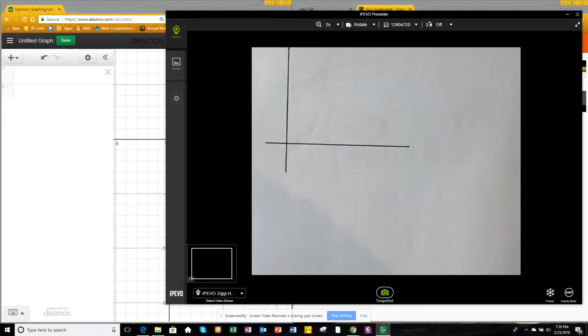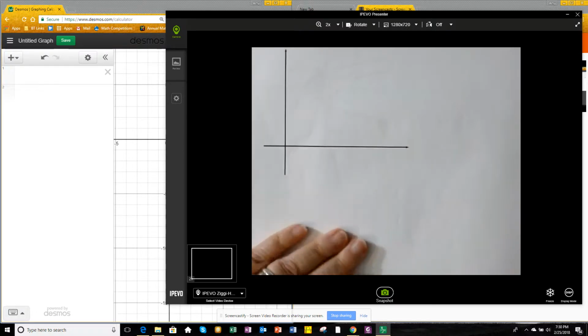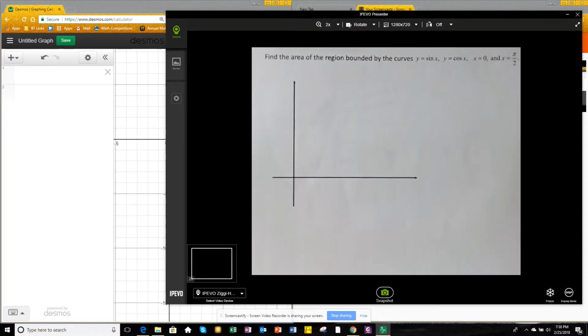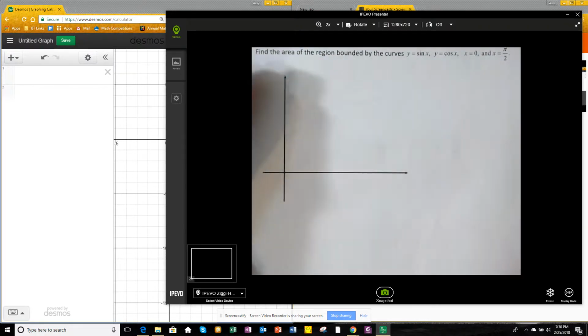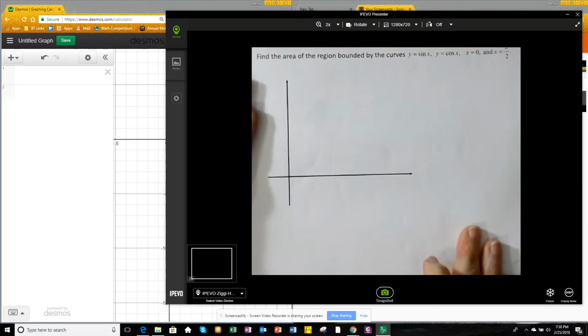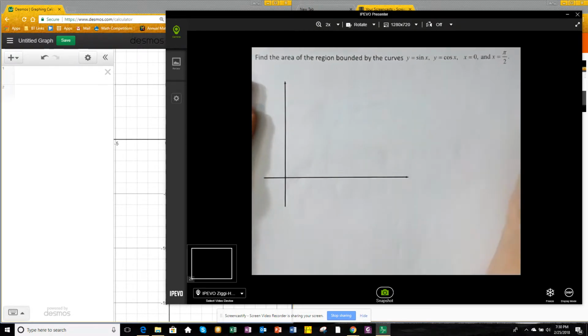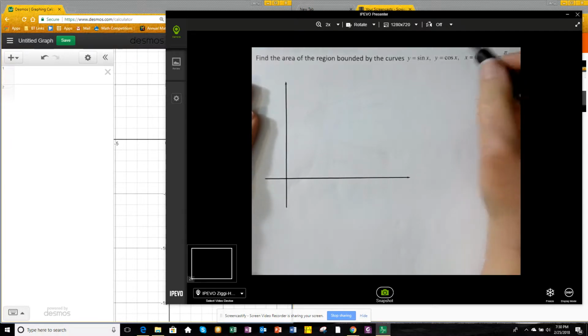All right, let's do another example. Well, sometimes we get the upper and the lower curve switching position, and this is kind of a classic one here. So we're going to find the area, and it's a nice review of sine and cosine, of the region bounded by the curves y equals sine x, y equals cosine x, x equals 0, and x equals pi over 2. And these two are vertical lines. So they're giving us the limits of integration, which is nice in this case.